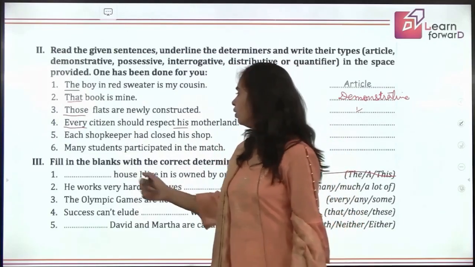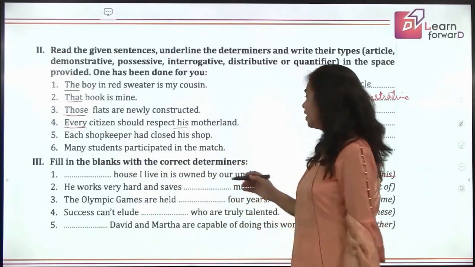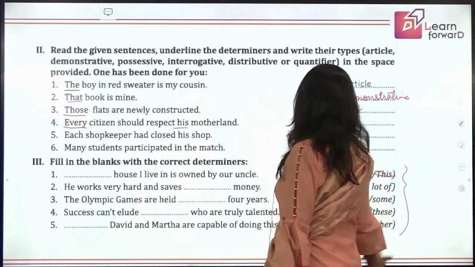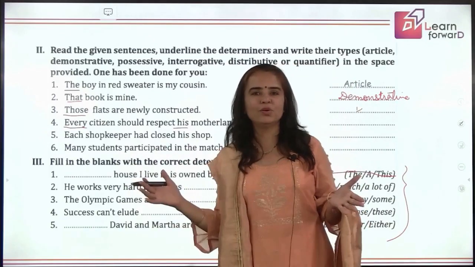Be careful. Fill in the blanks with correct determiners. And the choice is already given here. Very easy for you to do.